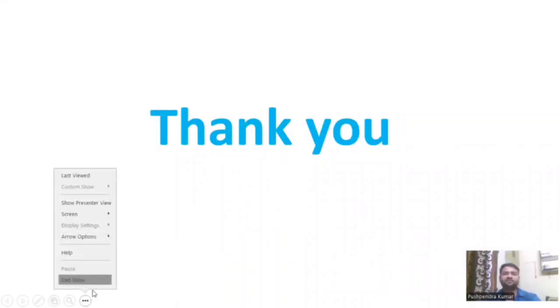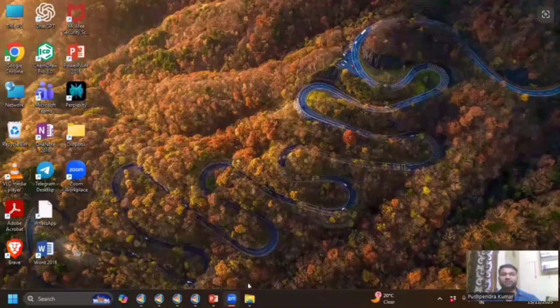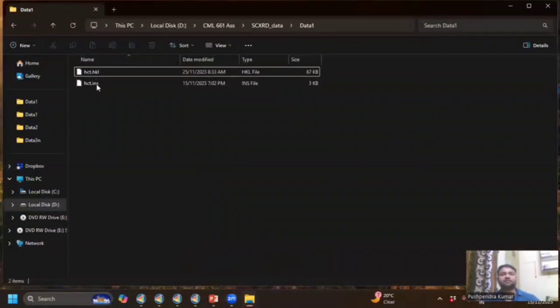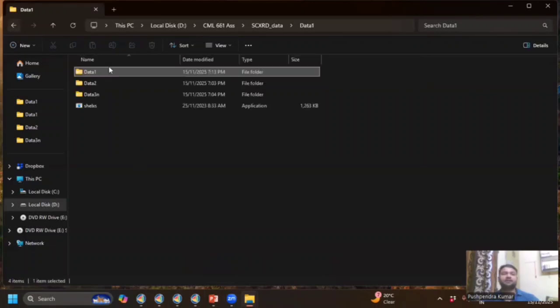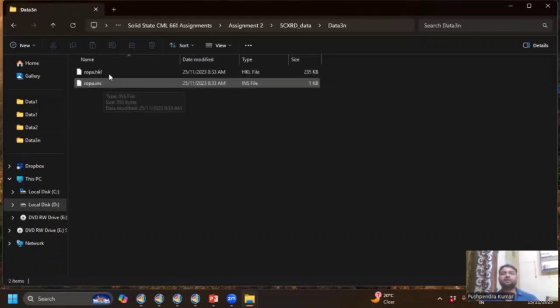First, we will see what is given by the professor. Let's open the data given by the professor. This is the data: Data 1, Data 2, and Data 3. These are the three different compounds. Data 1 is HCT, that is hydrochlorothiazide, the second one is the RAML drug, and the third one is the ROPA drug.